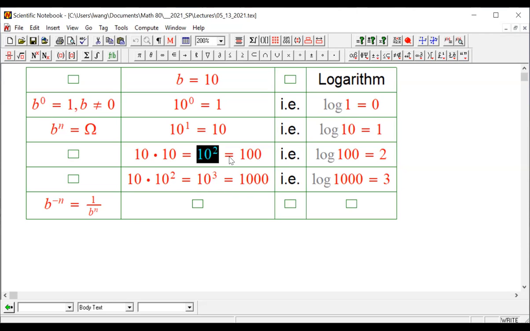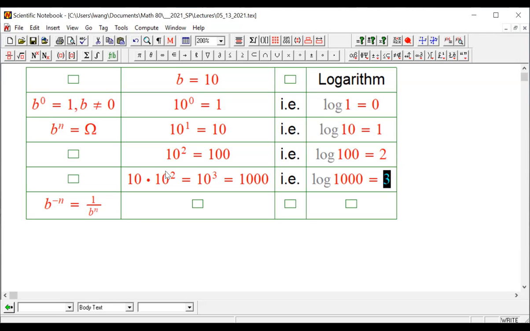10 squared is 100, right? Let's look at just these two numbers. 1,000 is 10 times 100. But the logarithm of 100 is 2. The logarithm of 1,000 is 3, right? The power difference is only 1. The difference in power is only 1. But the difference in the numbers is 10 times.